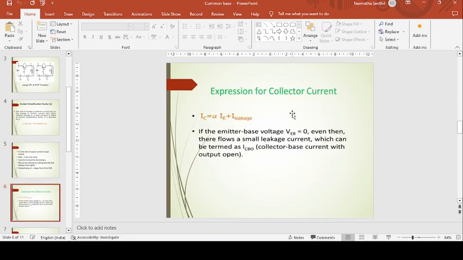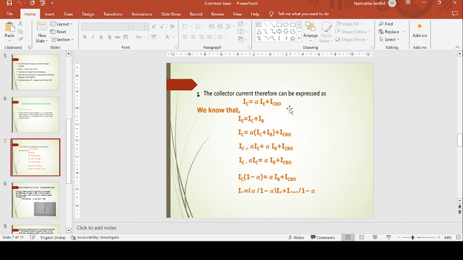Next, expression for collector current. Collector current is represented by the symbol IC, which is equal to alpha IE plus the leakage current. If the emitter base voltage VEB is equal to 0, then a very small leakage current flows in the circuit. It is termed ICBO, that is collector base current with output open. Therefore the collector current is the sum of alpha IE, where alpha is the current amplification factor and IE is the emitter current, and the leakage current across the collector base terminal, ICBO.